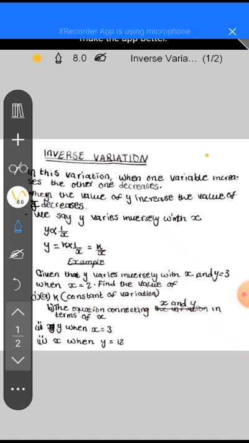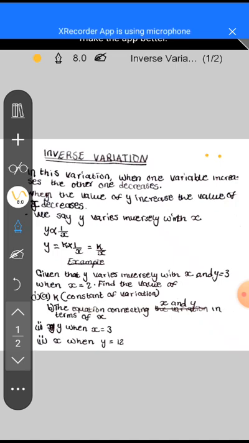In this variation, when one variable increases, the other one decreases. So if the value of y increases, the value of x decreases, because it's an inverse. It will be 1 over the variable that we don't know.